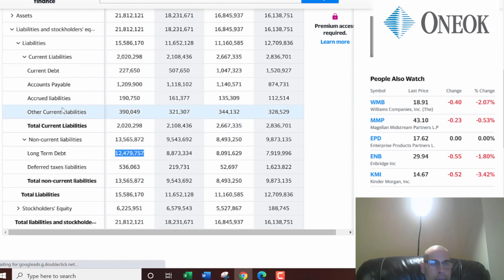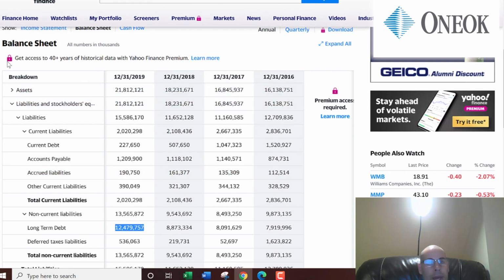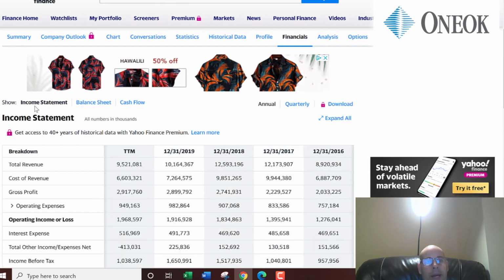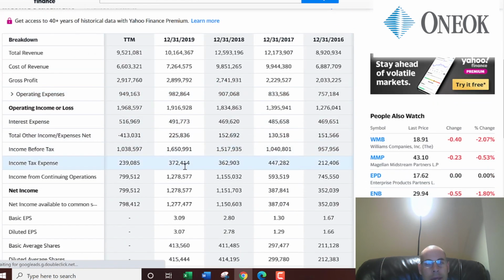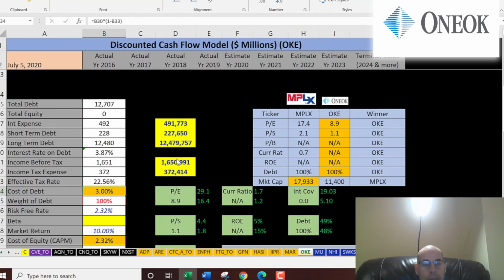Since interest payments are tax deductible, let's get their effective tax rate. We'll go back to the income statement. The income before tax is $1.7 billion. And the income tax is $372 million. So the cost of debt is 3%.